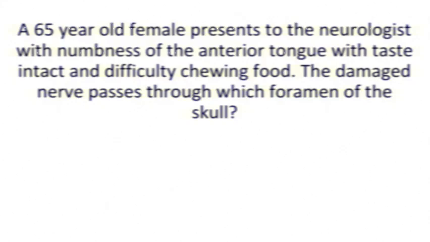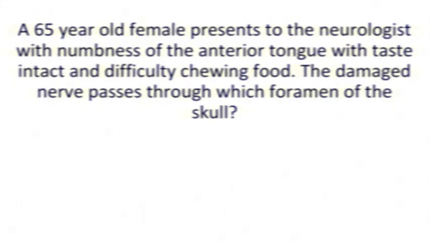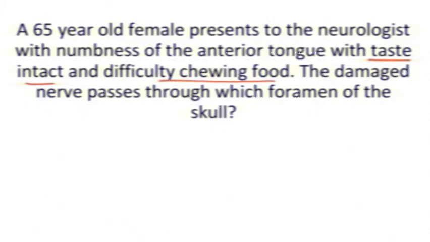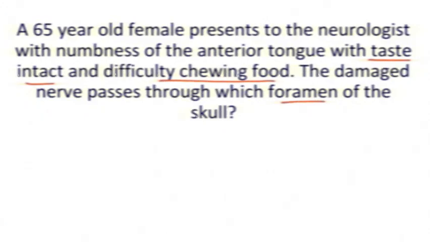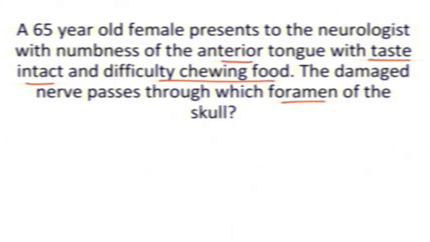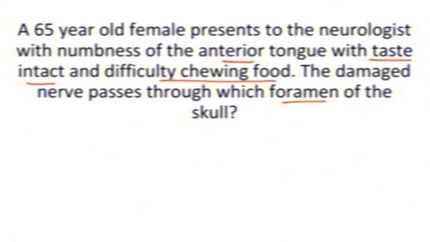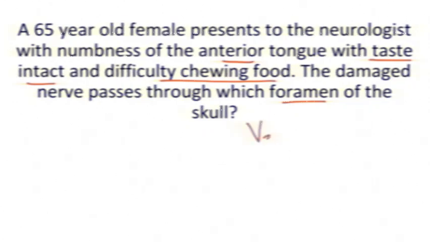A 65-year-old female presents to the neurologist with numbness of the anterior tongue with taste intact and difficulty chewing food. The damaged nerve passes through which foramen of the skull? Okay, because this patient has numbness of the anterior part of the tongue and difficulty chewing food, we can deduce that the mandibular branch of the trigeminal nerve must be affected. So, V3.